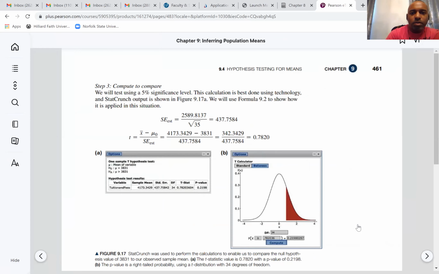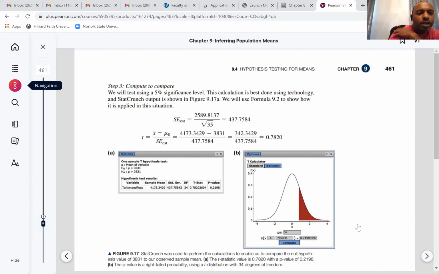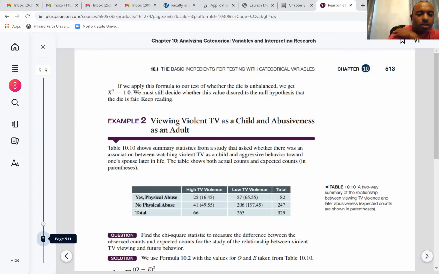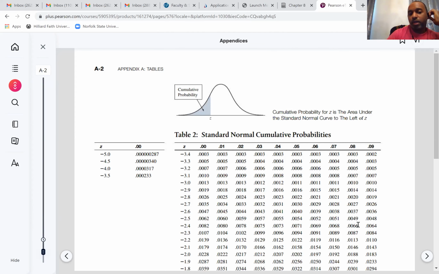All right, any other questions on this? Once again, if you want to go through pages, it used to be that you could type the page number up top, where it says chapter 9, inferring population means, but they don't give us that option anymore. We have to go to this navigation button. Click that and we can scroll up and down to the page that we want. And once again, if you lose the email they're going to send you, go to page A2 and A3 for your Z-score chart.